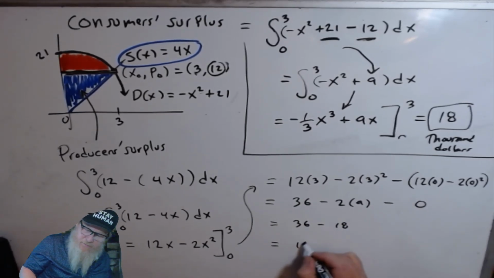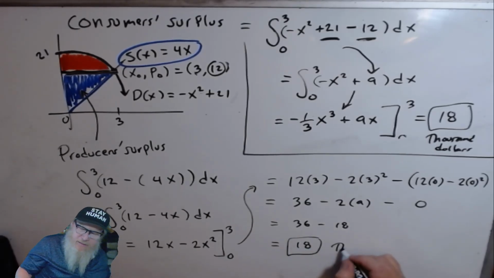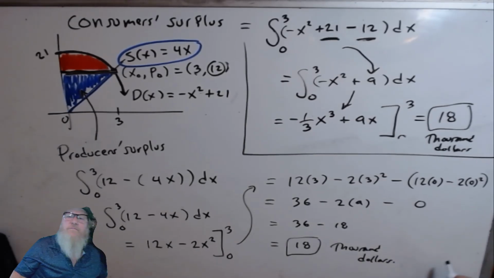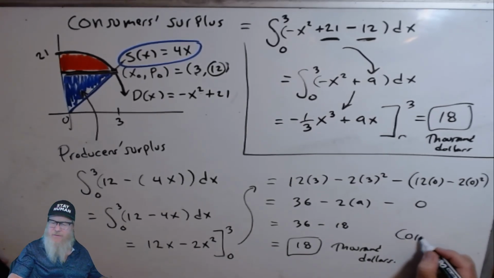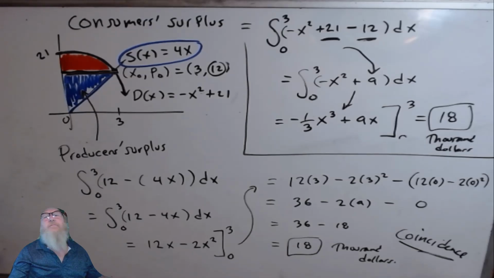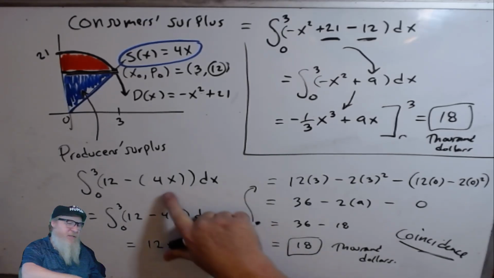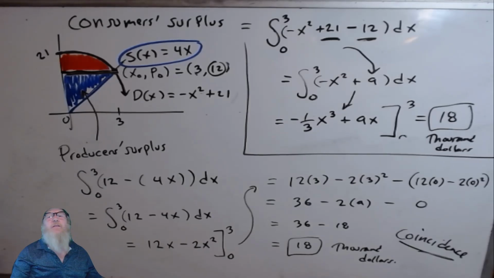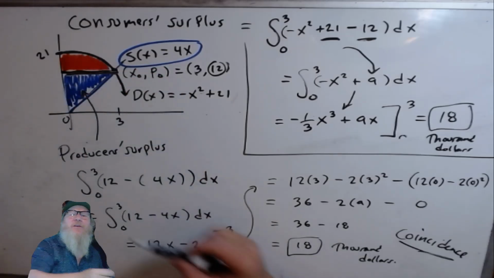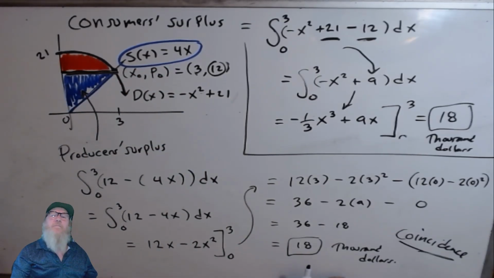Oh, what do you know? It's also $18,000. Coincidence. I have a feeling it's because this function was linear. Yeah. So it's kind of interesting. These two areas are coincidentally the same. All right, not too shabby.